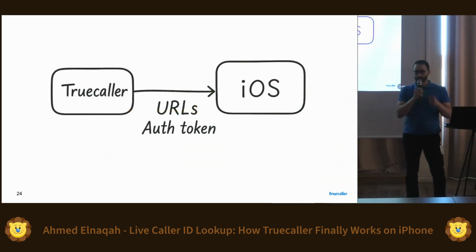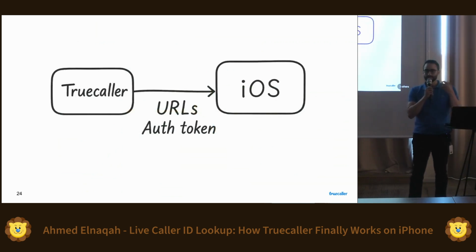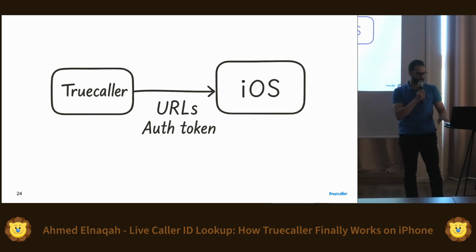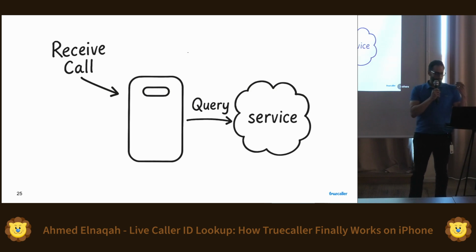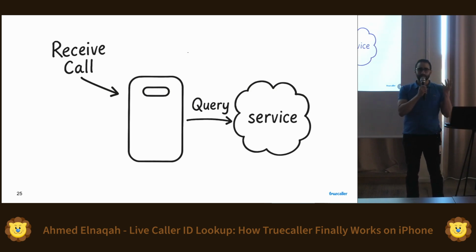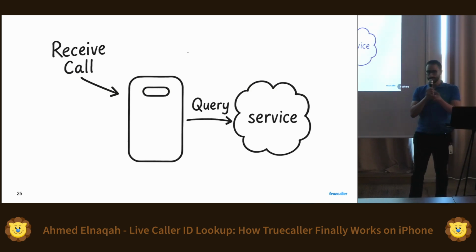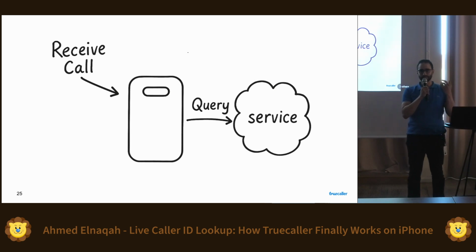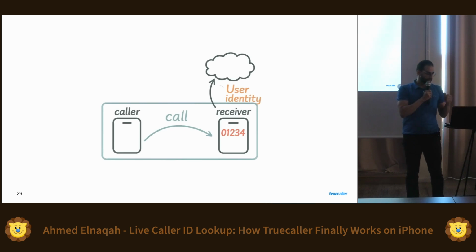So how does it work? Once you enable the extension, we provide our service URLs and tokens to the operating system so it can communicate with our service. This is basically what the clients do from this side. From our extension, we provide these URLs and the OS token, and then iOS handles all the coming steps. So basically, when you receive a call, iOS should make a query to our service and just receive the identity for the phone number. As simple as that. What's the problem then?